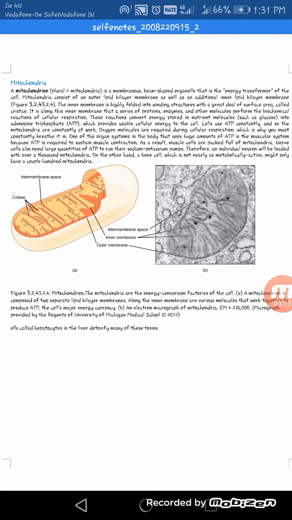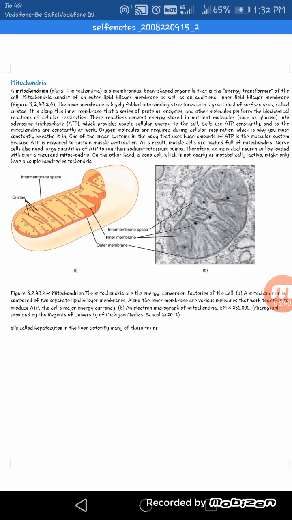Nerve cells also need large quantities of ATP to run the sodium-potassium pump. Therefore, an individual neuron can be loaded with over 1,000 mitochondria. On the other hand, a bone cell, which is not nearly as metabolically active, might have a couple of hundred mitochondria. So the number of mitochondria depends upon the cell function.